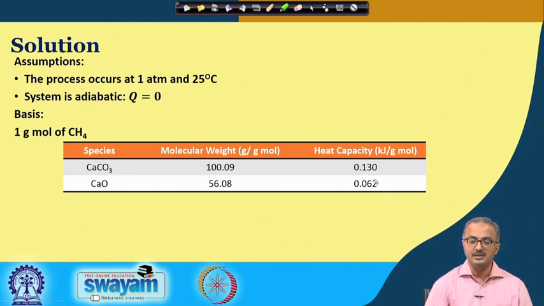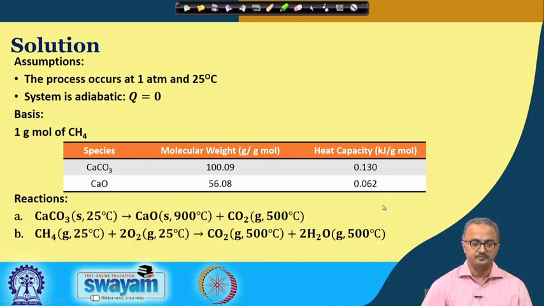So, taking the basis as 1 gram mole of methane, we write for the species the molecular weight, the heat capacity taken from the literature, and these are the two reactions. In the first reaction we find that calcium carbonate is going to decompose into calcium oxide and carbon dioxide, and in the second reaction methane is combusting with oxygen to give carbon dioxide and water, and these are at 500 degrees centigrade, and this calcium oxide is at 900 degree centigrade.